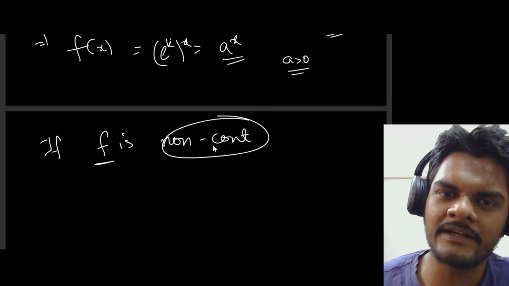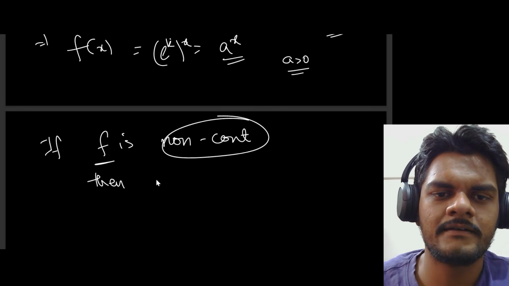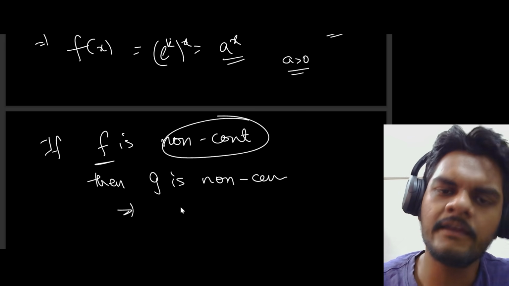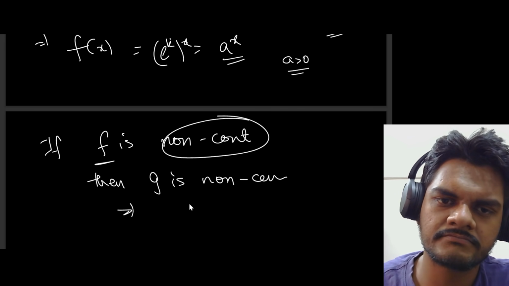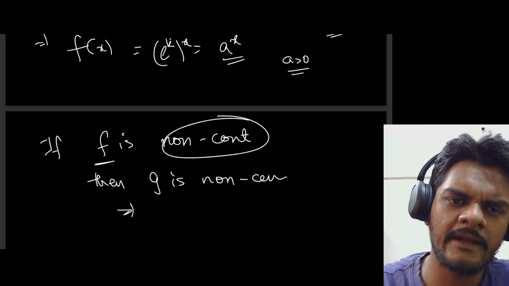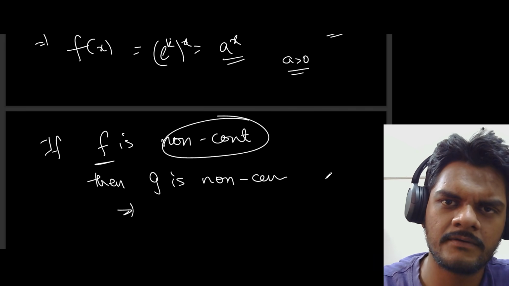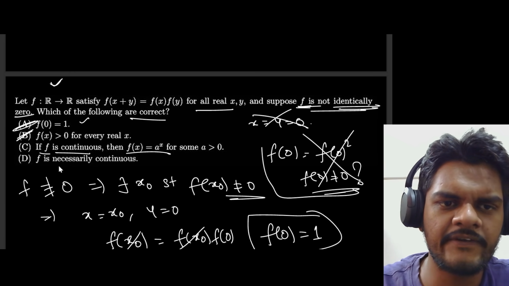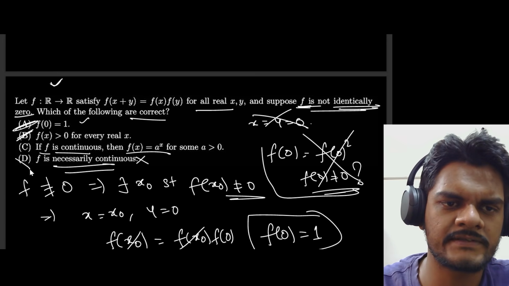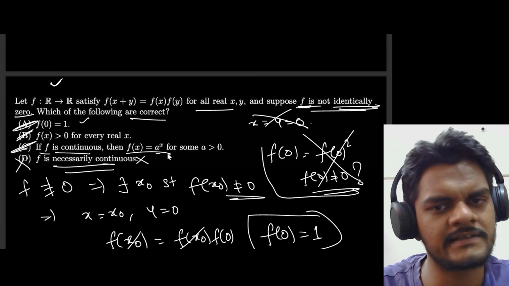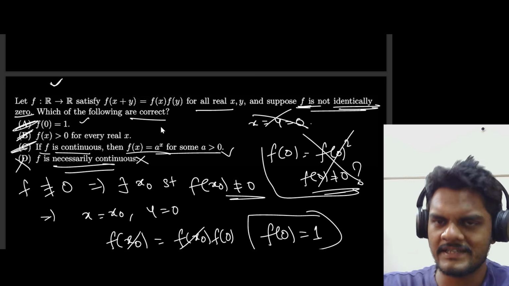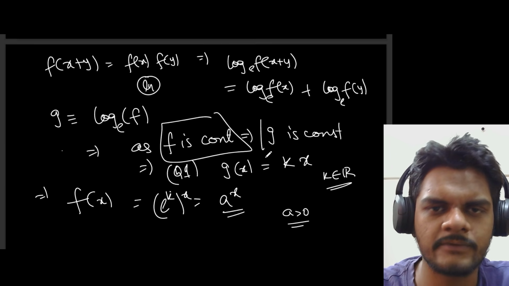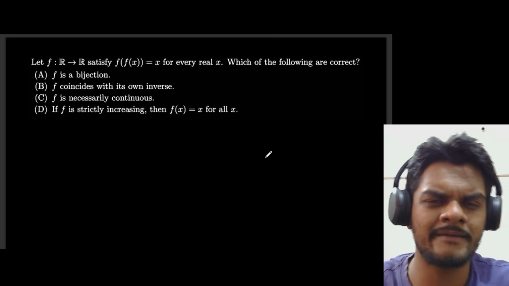So if f is non-continuous, then g is non-continuous. What is the question saying? F is necessarily continuous. That is not true. But if f is continuous, then this is possible, because if f is continuous, g is continuous. So there we go. That's the question. Multiple choice. Only A, B, C being correct.